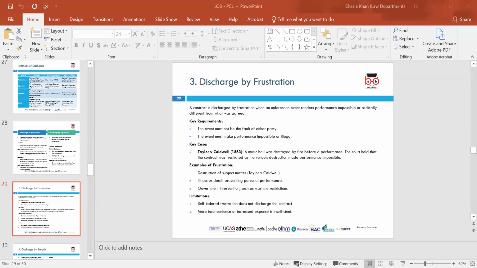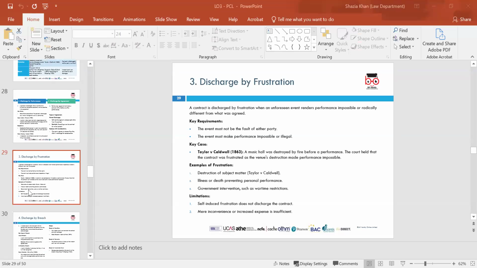Lord Justice Blackburn held that there was an implied term in the contract that the concert hall would exist at the time of the contract. This implied term formed the basis of the law of frustration under the case of Davis Contractors Limited v Fareham Urban District Council, 1956. Examples of frustration are destruction of subject matter, as we've just mentioned, illness or death, or government intervention. A limitation is that self-induced frustration does not discharge the contract, nor does mere inconvenience.